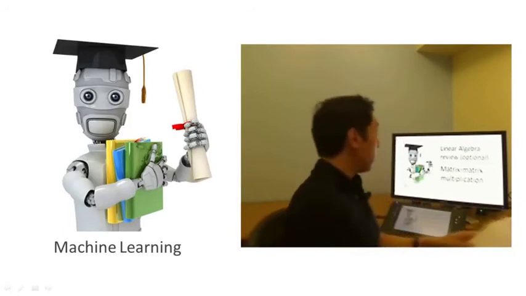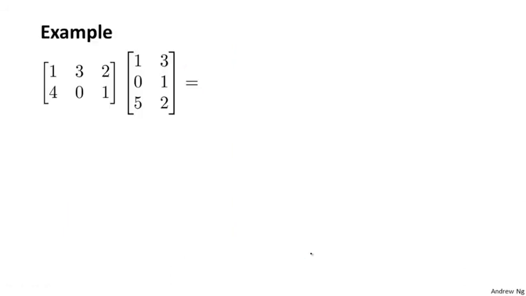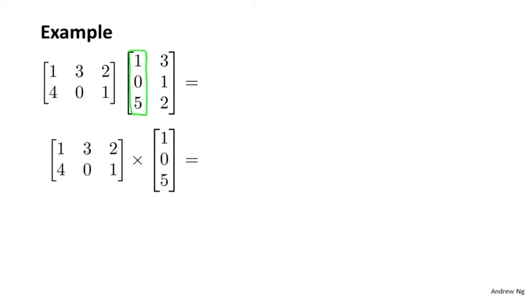So let's, as usual, start with an example. Let's say I have two matrices and I want to multiply them together. Let me again just work through this example and then I'll tell you in a little bit what happened. So the first thing I'm going to do is pull out the first column of this matrix on the right. And I'm going to take this matrix on the left and multiply it by a vector that's just this first column. Okay?